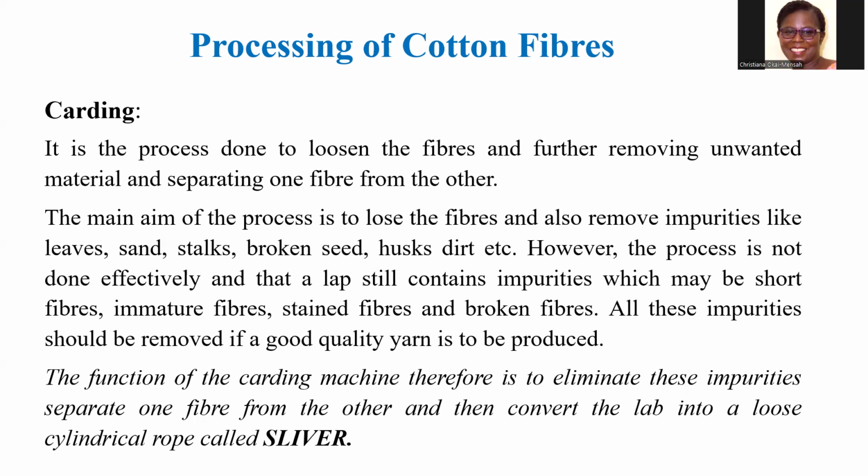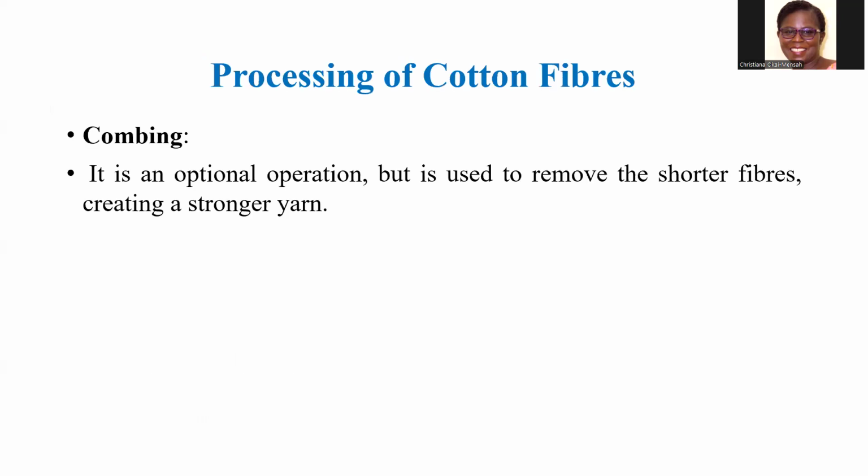So the function of the carding machine is to eliminate these impurities, separate one fiber from the other, and then convert the lap into a loose cylindrical rope, and that rope is called sliver. So that's the spelling of the sliver. So after carding, you get sliver.